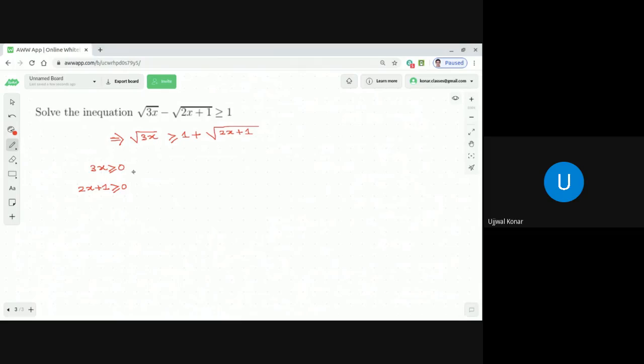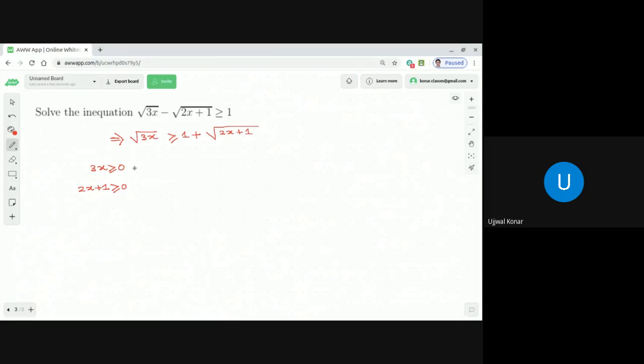So when these two are true, that 3x is greater than or equal to 0 and 2x plus 1 is greater than or equal to 0, then what can we say? We can square both the sides of the inequation. So when we say 3x is greater than or equal to 0 and 2x plus 1 greater than or equal to 0, from here what we get? x is greater than or equal to 0.